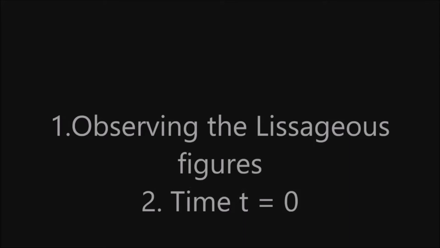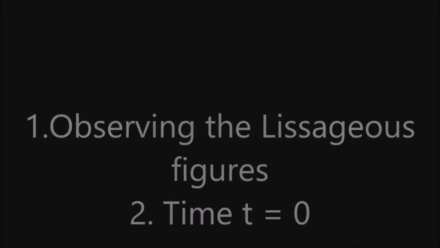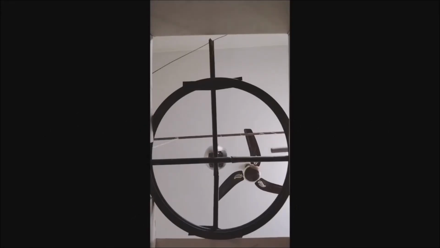Now the second thing to understand for this visualization is time t equal to 0. So for Lissajous figures it is the path of the oscillator when it is disturbed in two perpendicular directions simultaneously. So to achieve that, first what I will do is I will start the oscillation in one of the directions. Let us say here it is x direction.